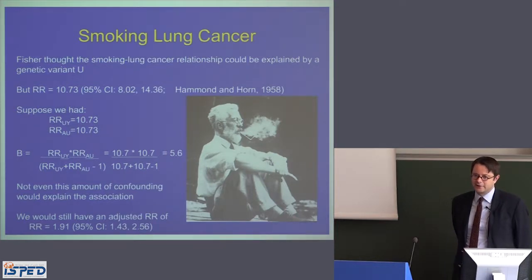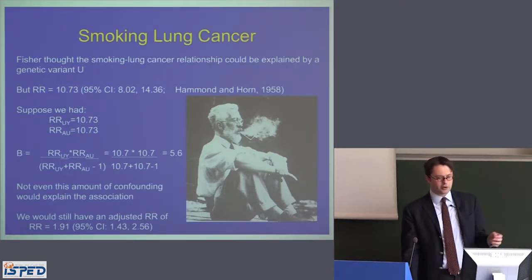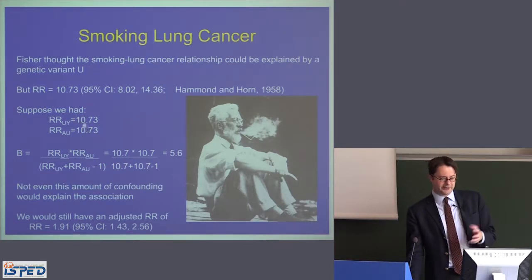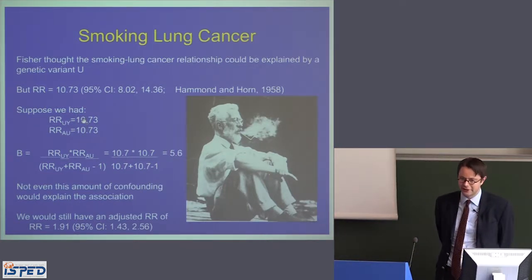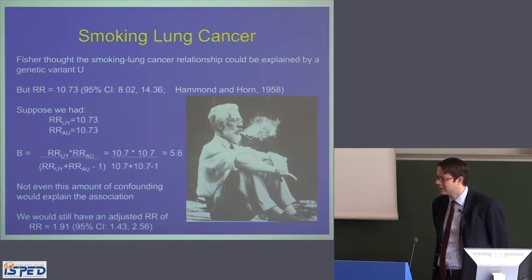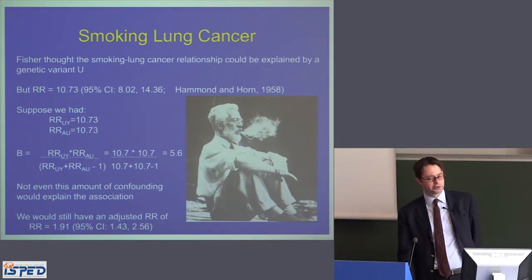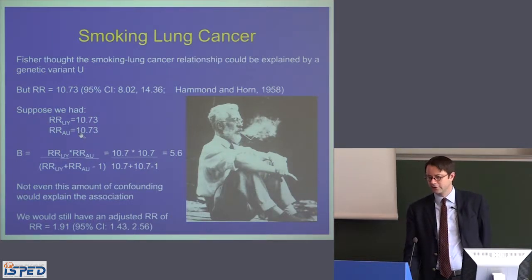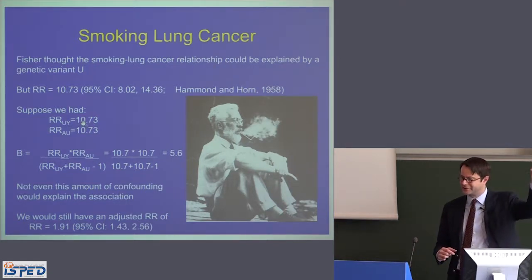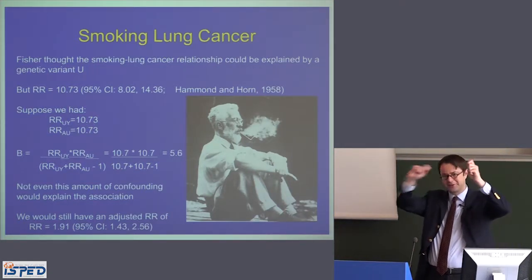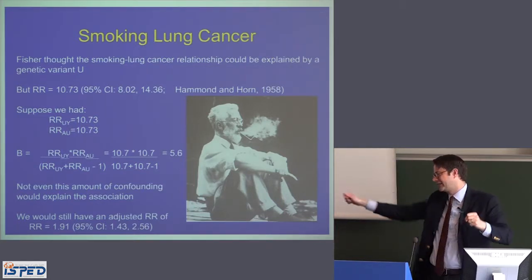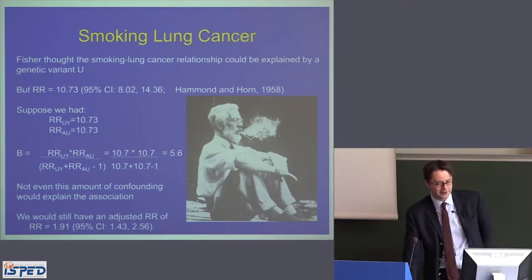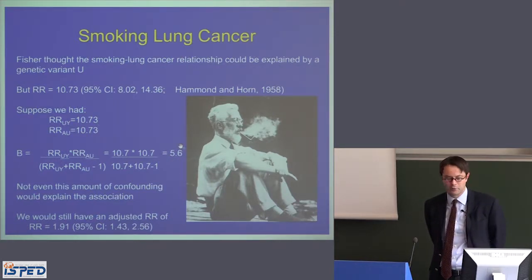So if we go back to that smoking lung cancer example, Cornfield showed that a necessary condition for an unmeasured confounder to explain away the smoking lung cancer association was that those two parameters were greater than 10.7. But let's suppose we did have a genetic variant, an unmeasured confounder that increased the likelihood of smoking by 10-fold and the likelihood of lung cancer by 10-fold. If we plug those into the formula, 10.7 times 10.7 divided by 10.7 plus 10.7 minus 1, we actually get a bias factor of only 5.6.